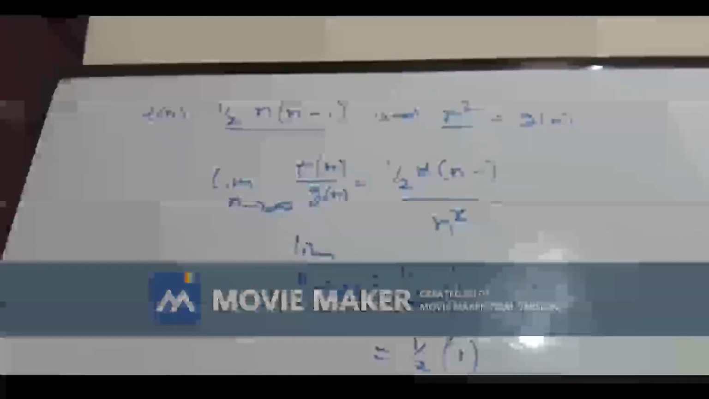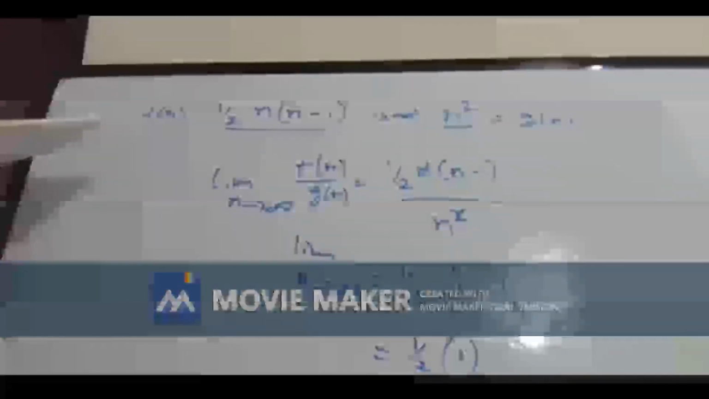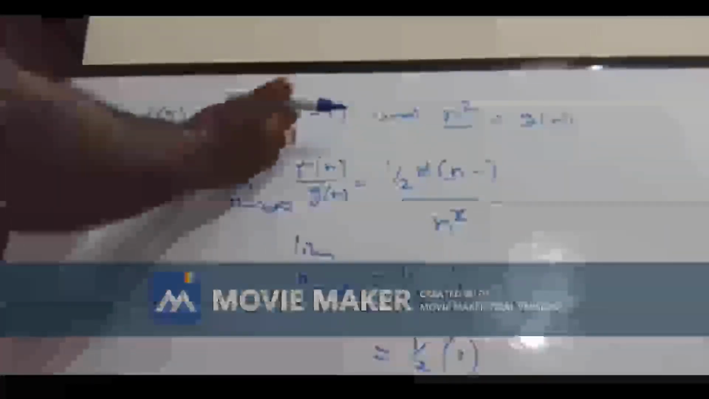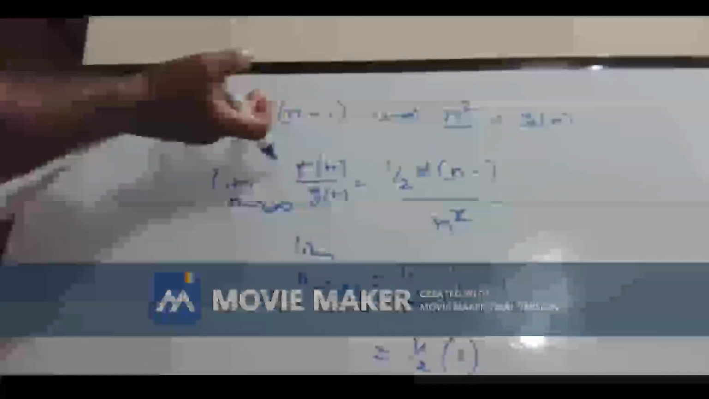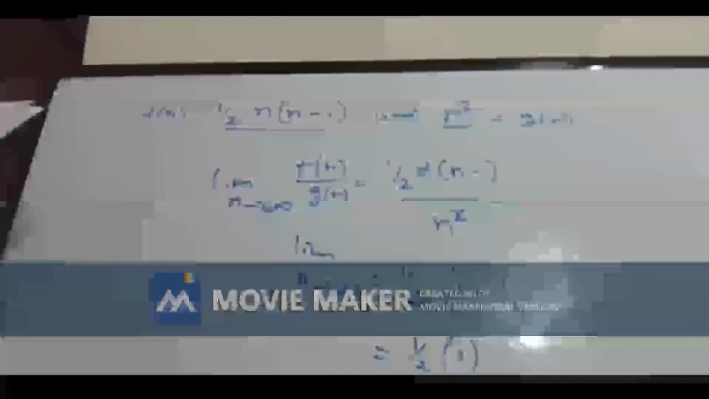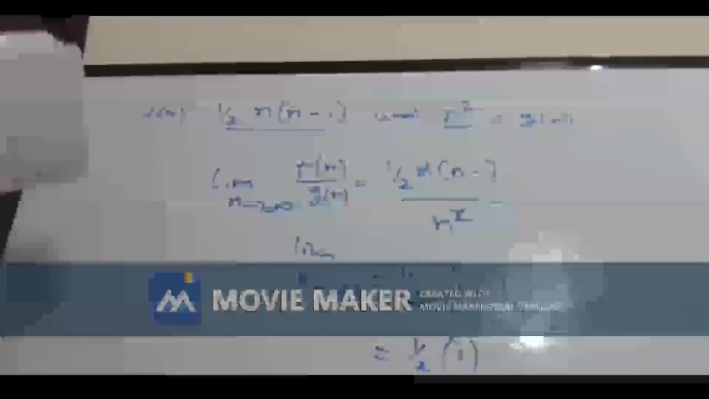Indicating what? As per our procedure, a constant greater than 0 indicates both t of n and g of n have the same order of growth. That means both of them have the same order of growth. You can just observe here also, when you multiply out the left hand side function t of n, you will get some n square minus n. The other one also has n square. So both of them have the same order of growth. So it's a simple example.